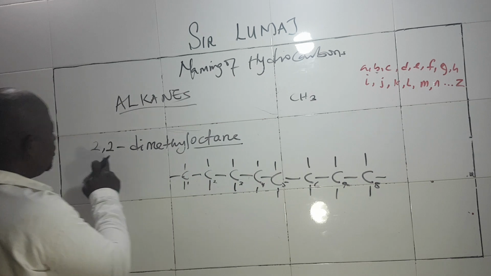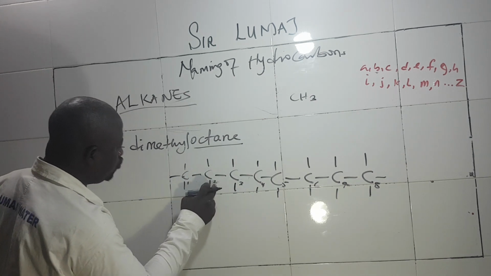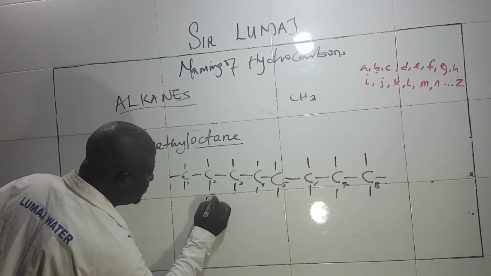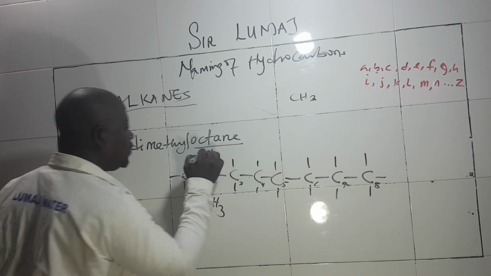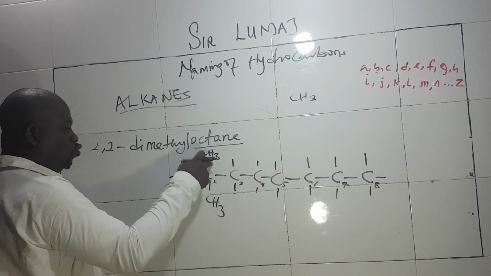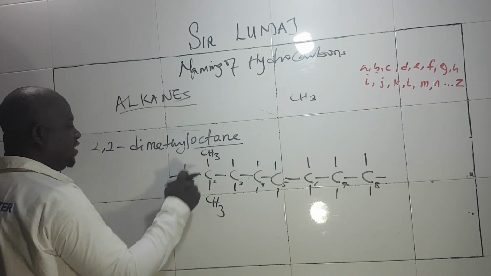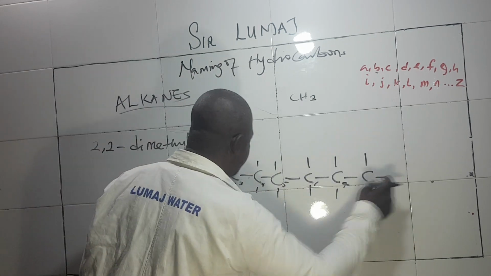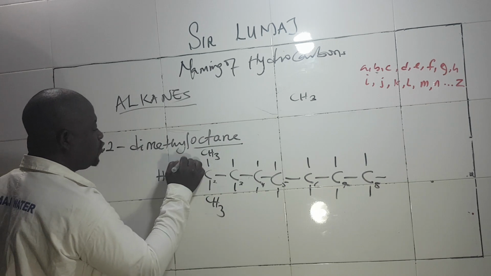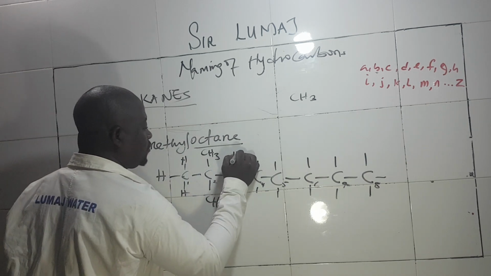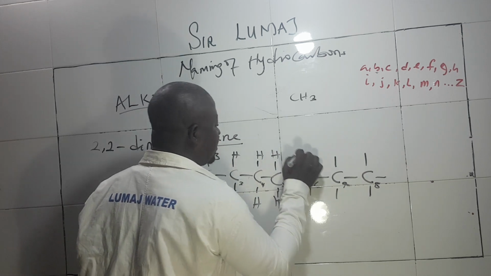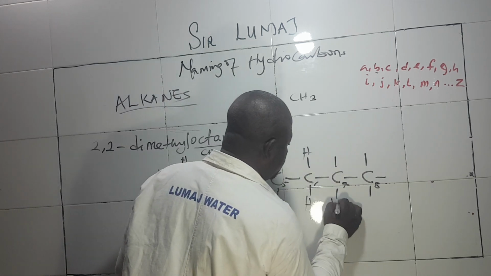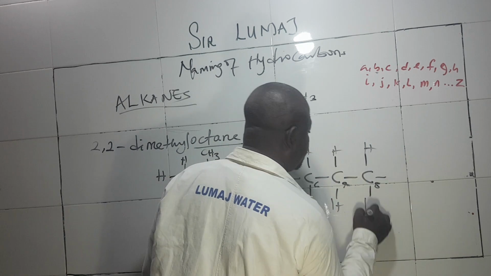Let me name this. This is 1, 2, 3, 4, 5, 6, 7, 8, octane. Then 2, 2: on carbon number 2 I have methyl, and another methyl again. So I have 2, 2 dimethyl octane. Then you can now fill the rest with hydrogen, since it's an alkane.